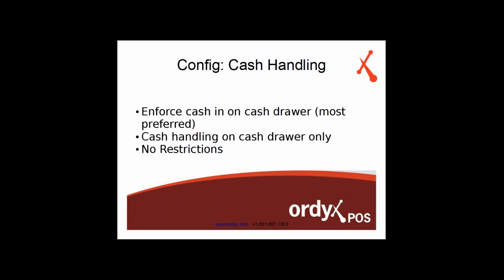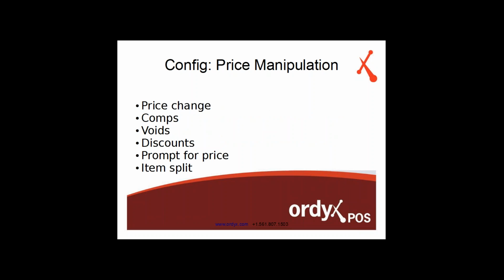And the other one will be no restrictions, where they can close cash orders with whatever they want, basically. They don't have any restrictions. It will allow them to do anything they want. They can close cash orders with a terminal with a cash drawer or without a cash drawer as well. So basically that's what it is.